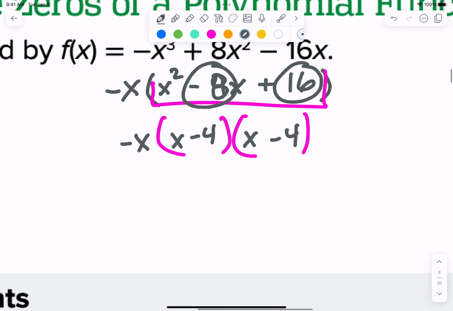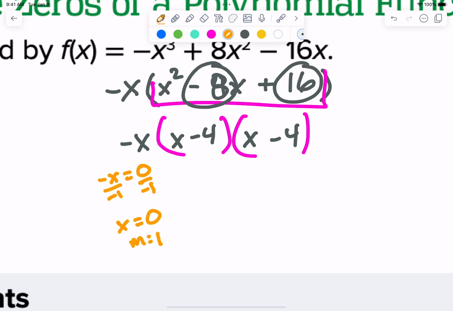Okay, so now what do we do? Oh, we still have an x in the front. X equals 0. Negative x equals 0, which means if I divide by negative 1, x still equals 0. What's his multiplicity? 1. He only shows up as an answer once. This guy, if I set him equal to 0, x equals 4. What's his multiplicity? 2.